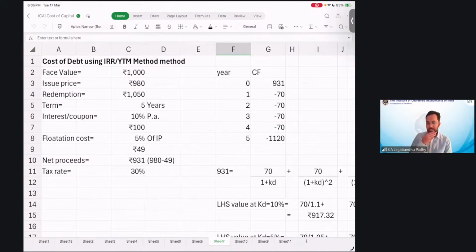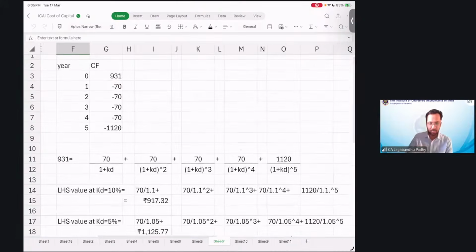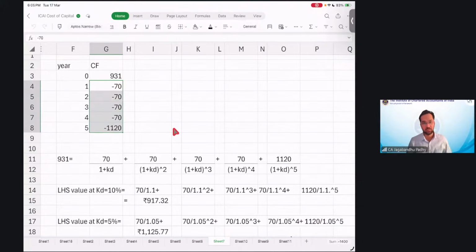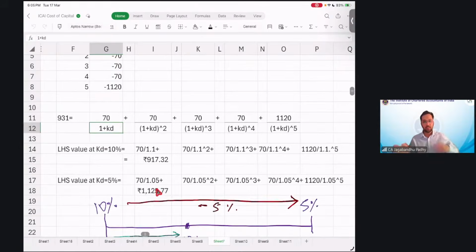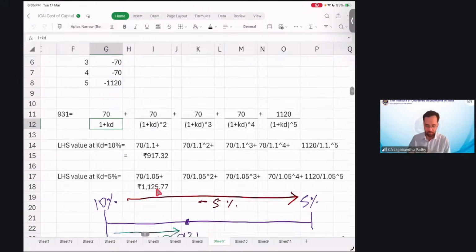So we first initially calculate the approximate cost of this. So we can say that 931 should ideally be the present value of all these cash flows, right? So it should be the present value of 17 in the first year, 17 second year, 17 third year, 17 fourth year, and 1120 in the fifth year. So we discount it at 10%, we find that it is 917, and then at 5% we find that it is 1125, and then we do the interpolation between both of them, right?